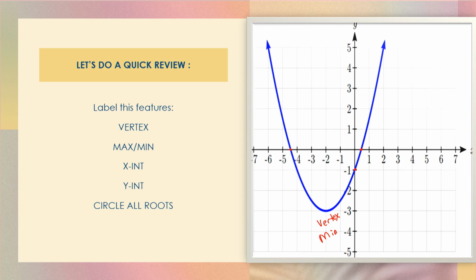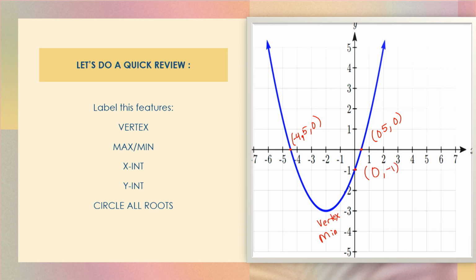Let's go ahead and put those coordinates. -4.5, 0, and 0.5, 0. Then right here for my y-intercept is going to be 0, -1.